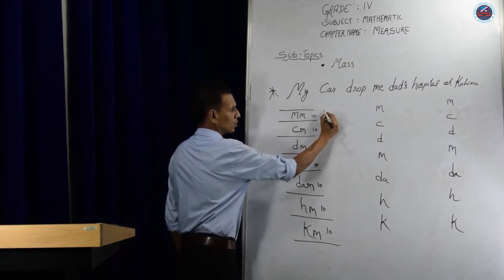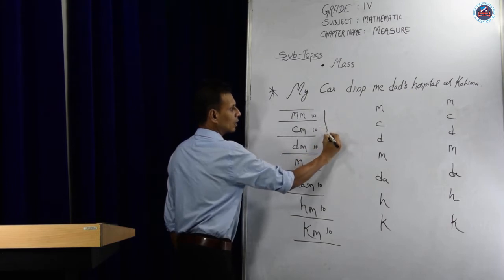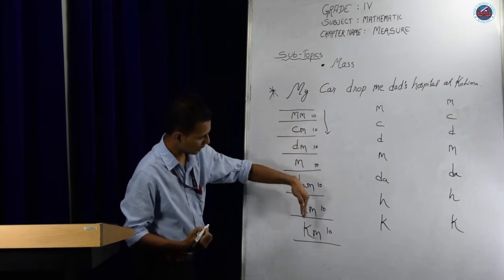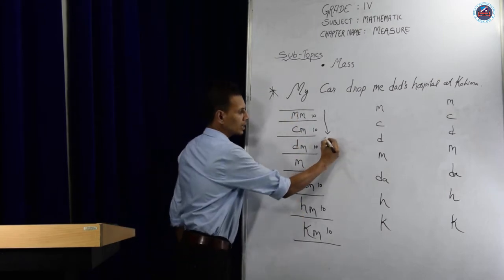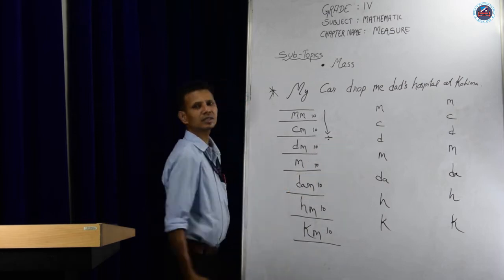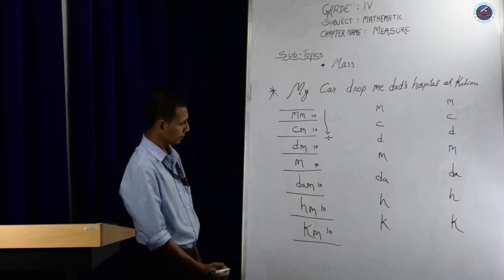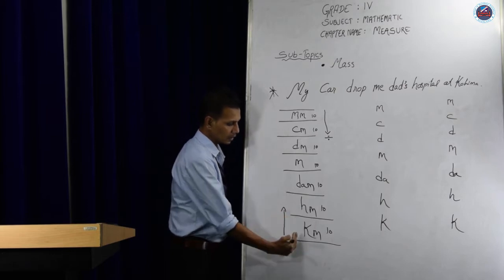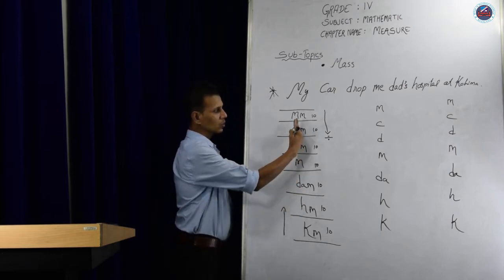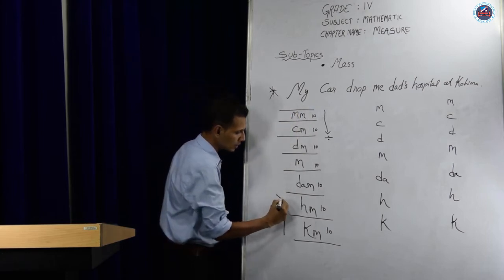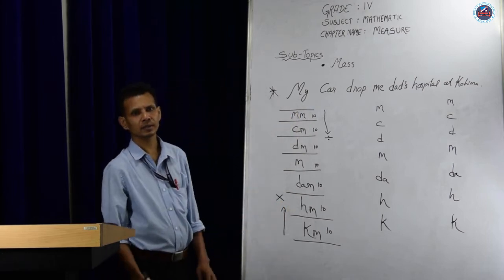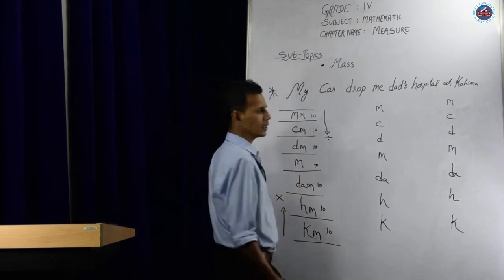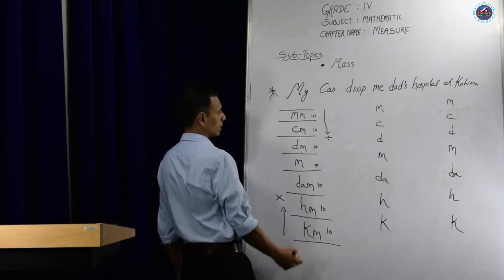Now, remember this always: when it's going down, when it goes in this way, down, always divide, okay? And when it goes up, this way, when it goes up, always multiply. Understood? Okay, go ahead.